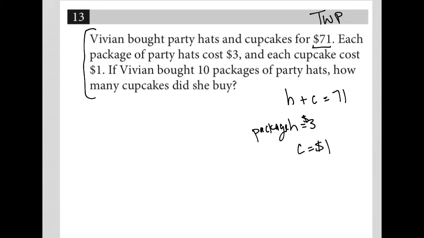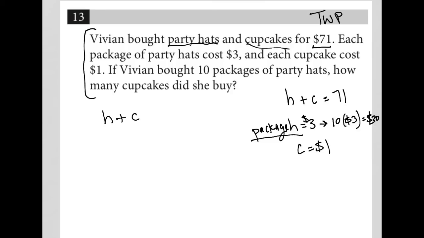If Vivian bought 10 packages of party hats, well, that would mean that she spent 10 times those $3, which means she spent a total of $30 for the party hats. How many cupcakes did she buy? Okay, so I don't like the wording of this question because in the first sentence it just says party hats and cupcakes. It doesn't use the word packages, but I have to consider that the only information provided regarding hats is in the package form. So I'm going to say she spent $30 on hats.